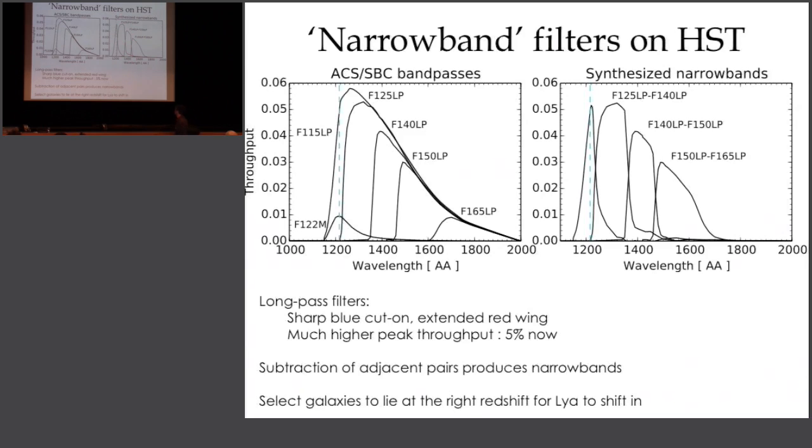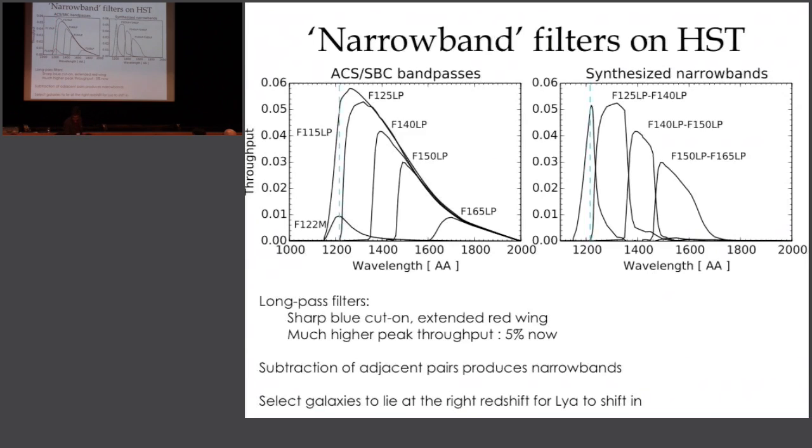They have little wings there, of course. The peak throughputs are much higher here, so here the total throughput is about 5% instead of 1. And all we have to do is select galaxies that lie at the right redshift to push Lyman-alpha into the bandpass that we want to use. The advantage of going to slightly higher redshift is that you get this nasty geocoronal emission line out of the bandpass, and that's going to reduce the background.